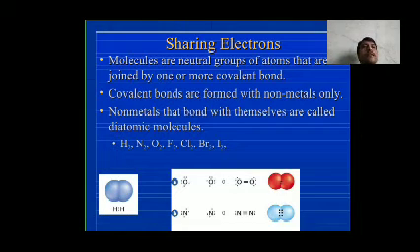Molecules are neutral groups of atoms that are joined by one or more covalent bonds. Covalent bonds are formed with non-metals only. Non-metals that bond with themselves are called diatomic molecules: H2, N2, O2, F2, Cl2, Br2, I2.